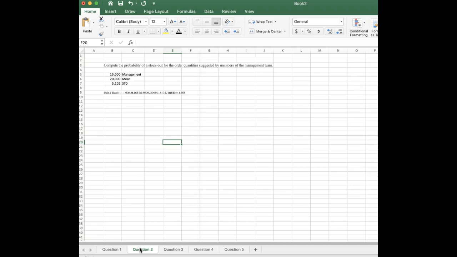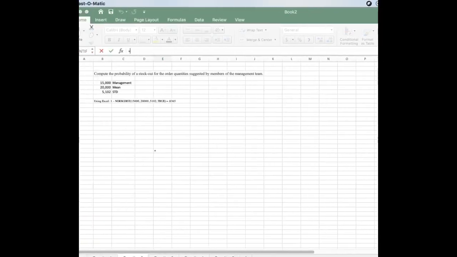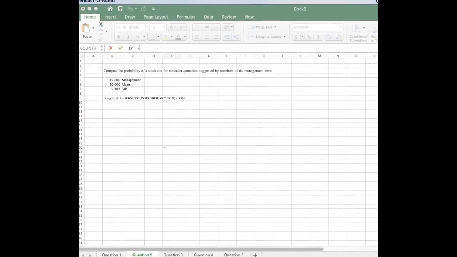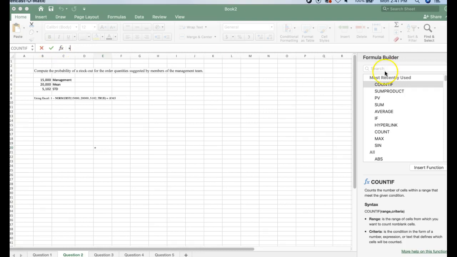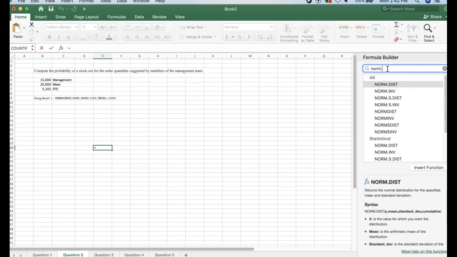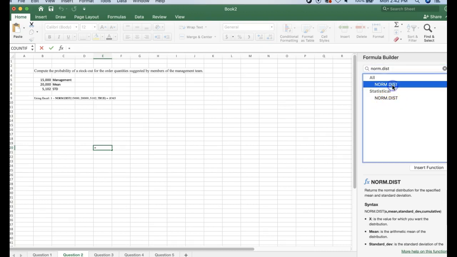Alright, so we can do this manually or we can use Excel. I'm going to go ahead and use Excel. You can see that I already have it in here through our normal distribution. Okay, and I'm going to go ahead and click my function button. You can see that I have my formula builder over here. I'm going to go ahead and type in the norm distribute, and you'll see right there statistics. I can use either one of these, it doesn't matter.